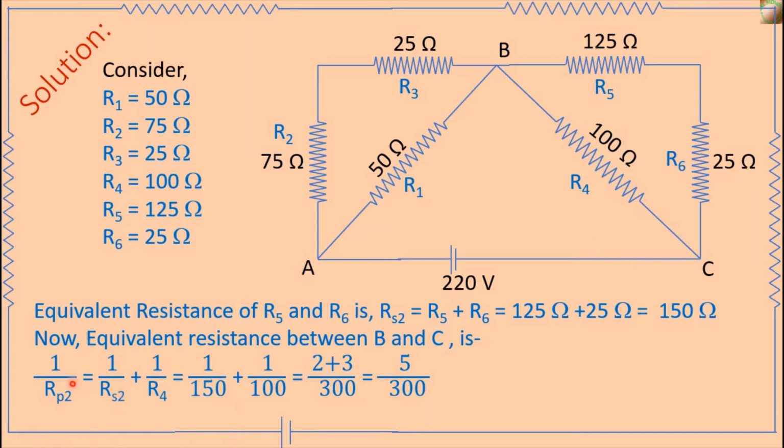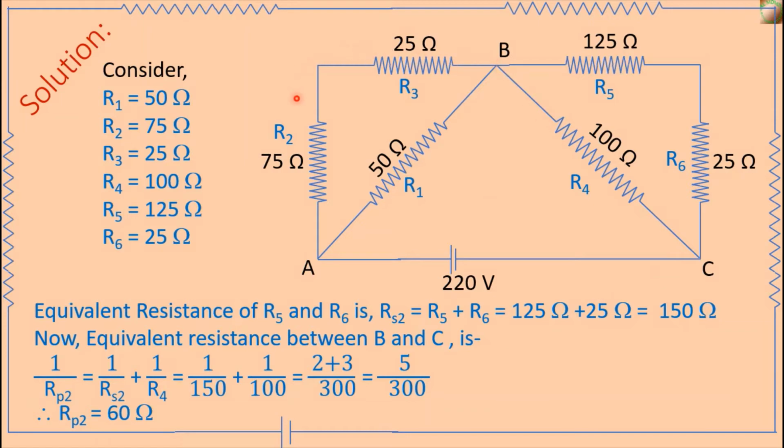Therefore, 1 by Rp2 is equal to 1 by Rs2 plus 1 by R4. This is equal to 1 by 150 plus 1 by 100, which is equal to 2 plus 3 divided by 300. Simple calculation. This is equal to 5 divided by 300. And 1 by Rp2 is equal to 5 divided by 300. Therefore, Rp2 is equal to 300 divided by 5, which is equal to 60 ohm. That is, the equivalent resistance between point B and point C is 60 ohm.